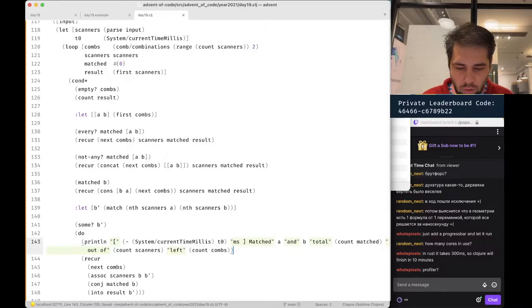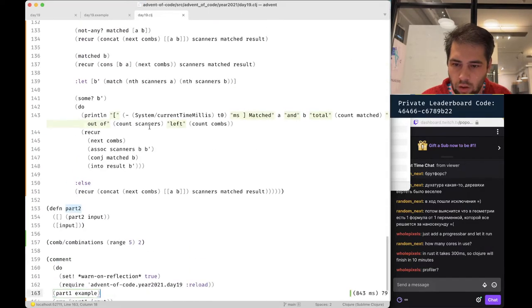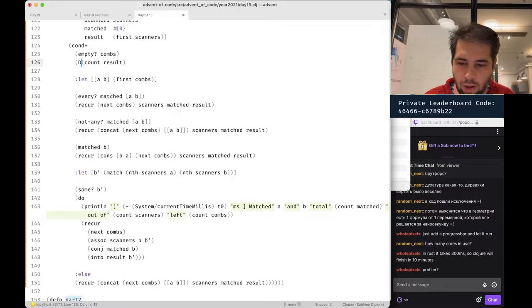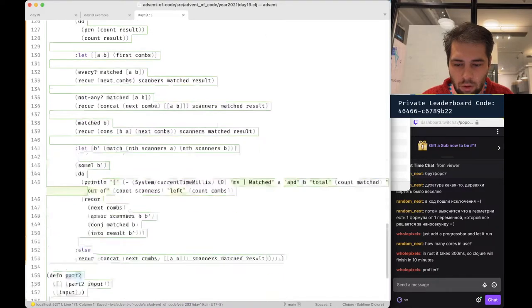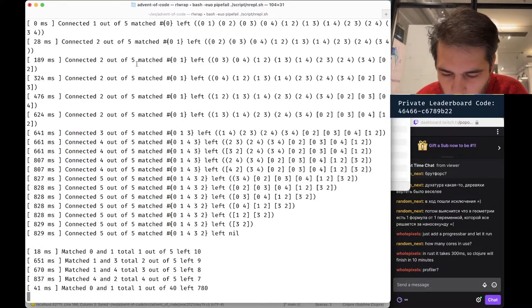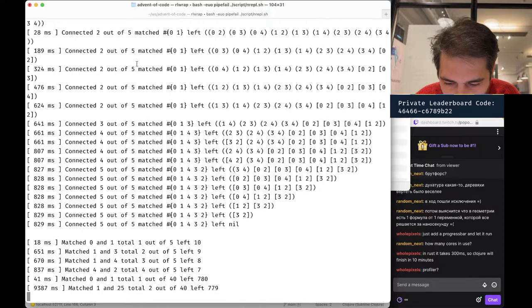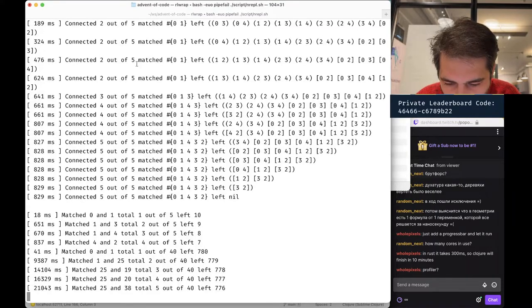Okay, so this is what we do, right? Let's see if it prints something reasonable. 79. Just in case. And going to print the result because it feels like we are going to wait for a long time. Okay, we matched 0 and 1. It's a good start, I think. Matched 1 and 25. Also a good start, I think. 25 and 19. 25 and 20.